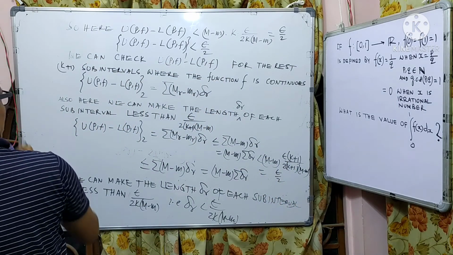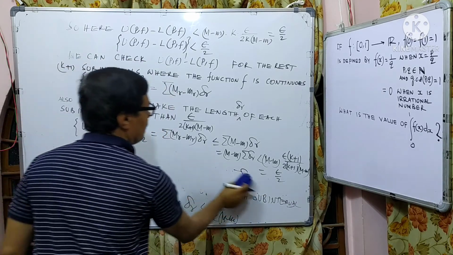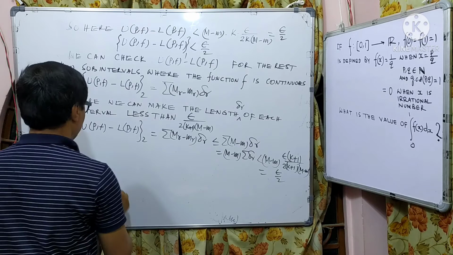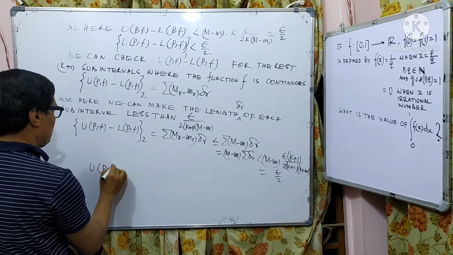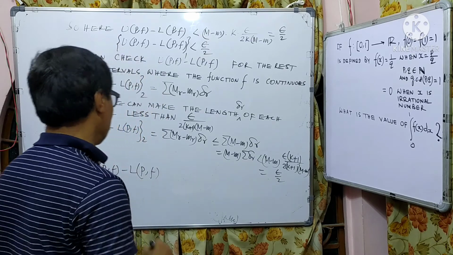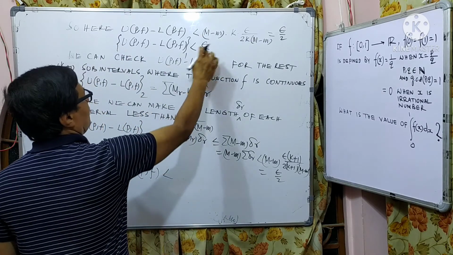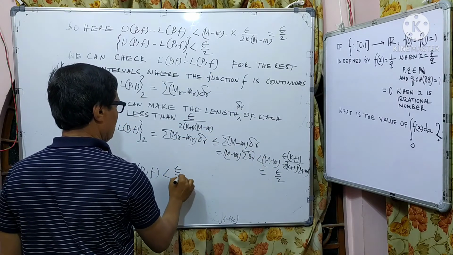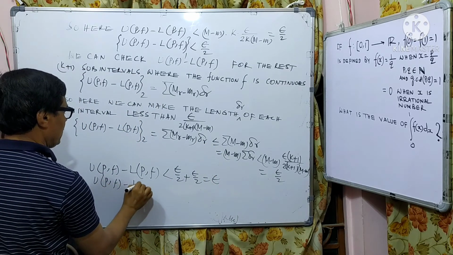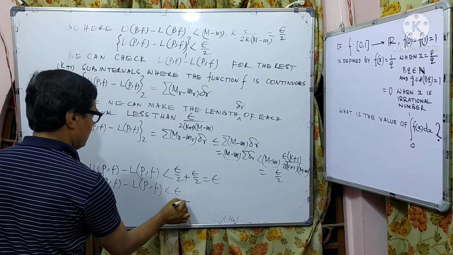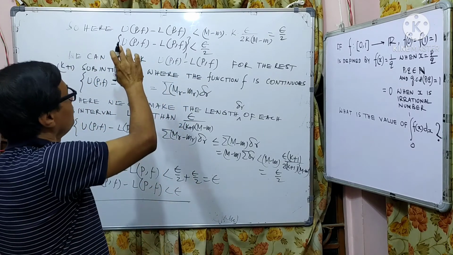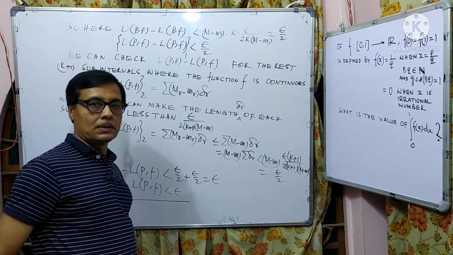So the entire difference of upper sum and lower sum, that is UPF minus LPF, is less than epsilon over 2 plus epsilon over 2, that is epsilon. That is UPF minus LPF is less than epsilon. This is the necessary and sufficient condition for the function f in this interval 0 1 to be integrable. This is for integrability.